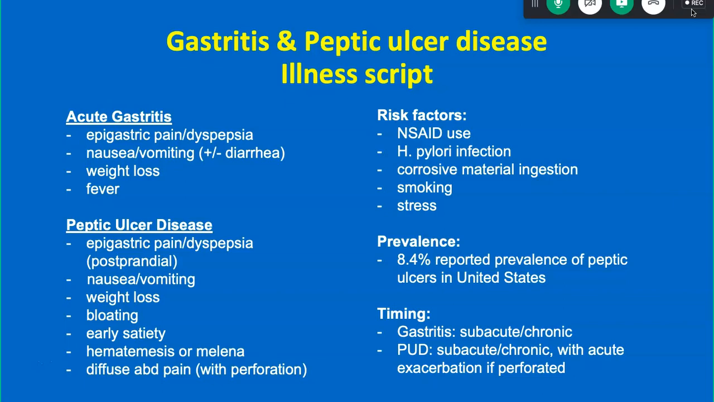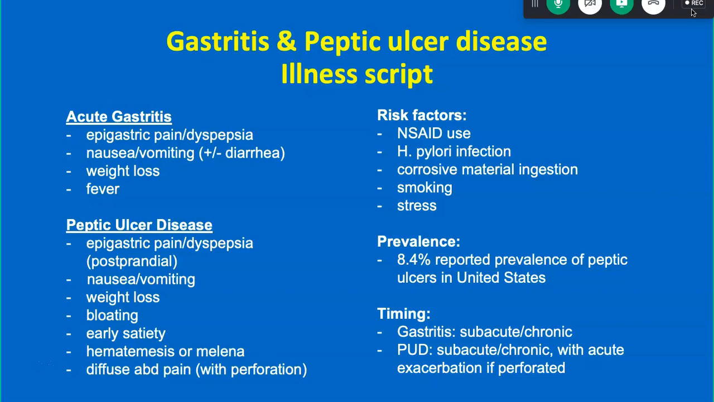Next, that we want to include in this group is peptic ulcer disease. This is going to be exacerbated when there's stomach acid, so it will be associated with the postprandial state. Whether it's during eating or after eating will also depend on if it's in the stomach or duodenum. You can see a lot of these similar symptoms of nausea, vomiting, weight loss, bloating, early satiety. Depending on the severity of the ulcer, you can have hematemesis or melena. And you have a risk of perforation with a peptic ulcer. If that happens, you're going to have diffuse severe acute abdominal pain.